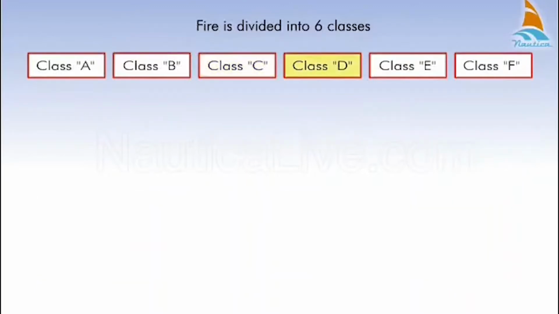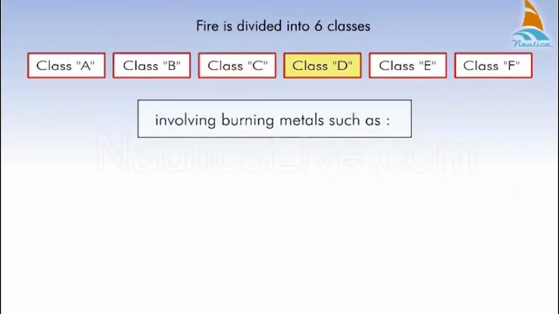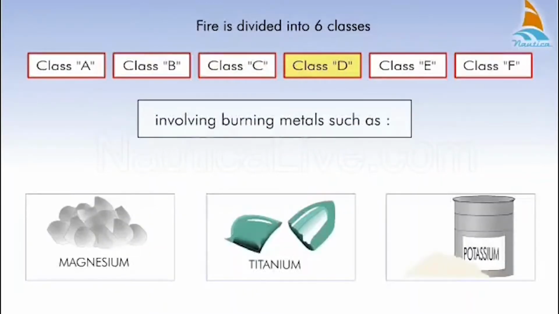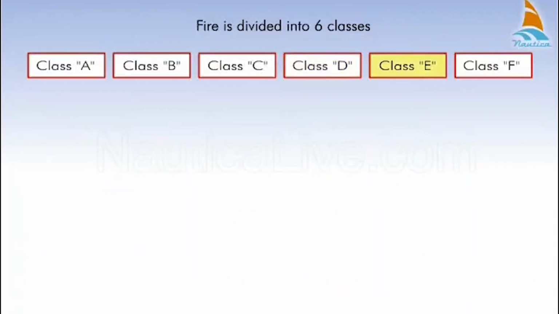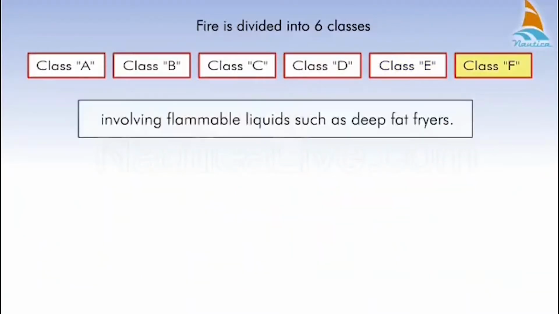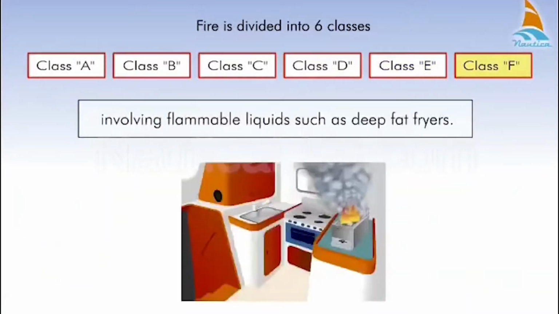Class D, fires involving burning metal such as magnesium, titanium, and potassium. Class E, fires involving electrical hazards. Class F, fires involving objects related to flammable liquids such as deep fat fryers.